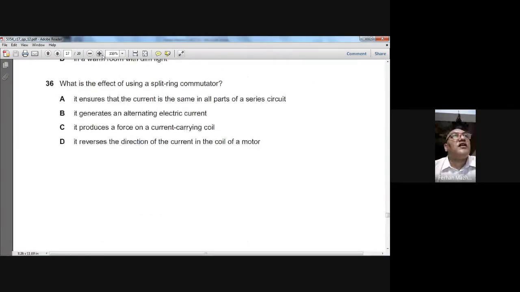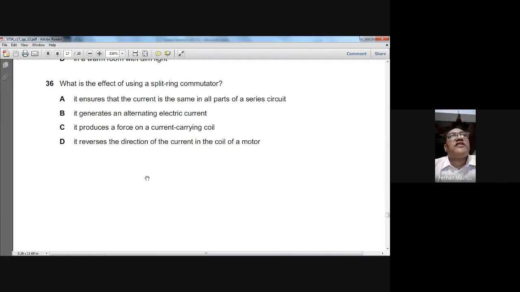Okay, on your screen, now we have the 36th question. What is the effect of using a split ring commutator? You know the function of a split ring commutator in a DC motor is that whenever the coil of the DC motor is in the vertical position, it will reverse the current going into the coil. By reversing the current going into the coil, we are able to reverse the direction of the force acting on the sides of the coil, and this makes sure that the coil continues to rotate in the same direction.